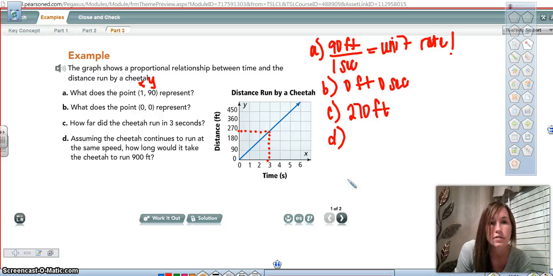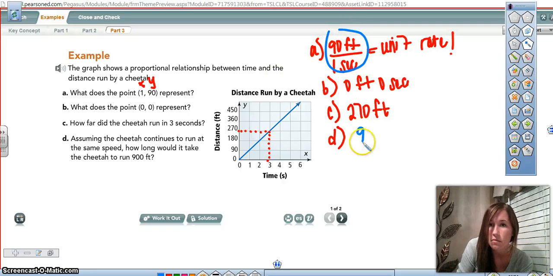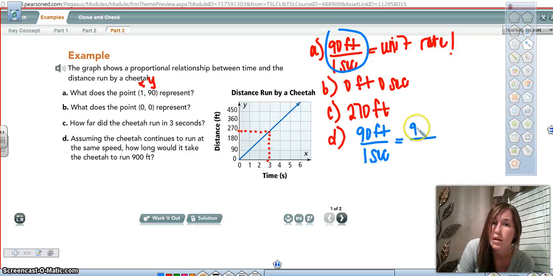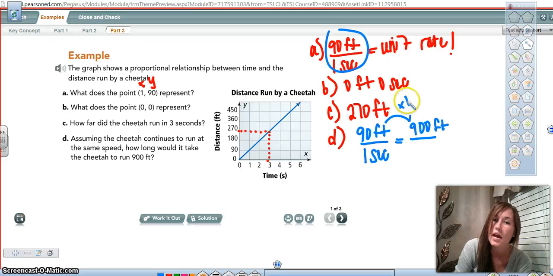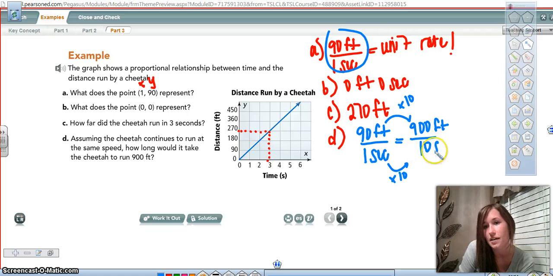And lastly, assuming the cheetah continues to run at the same speed, how long would it take the cheetah to run 900 feet? 900 feet is off our chart, but we have a useful value here. We have the unit rate. If the cheetah is running 90 feet per second, we can pretty much figure out how far it goes with any amount of time, to know how long it would take to get to 900 feet. That would be times 10. So that would be 10 seconds.